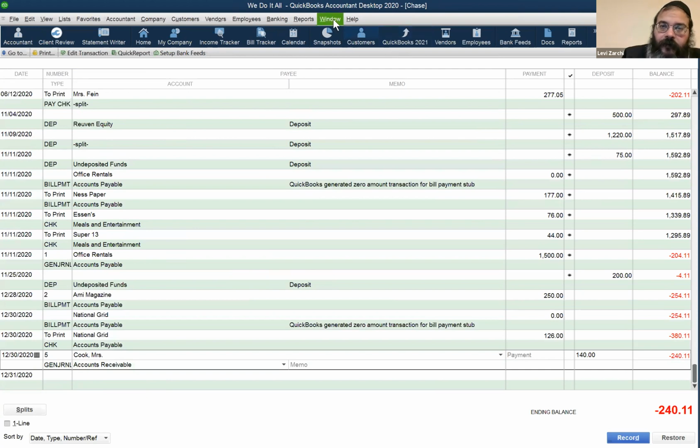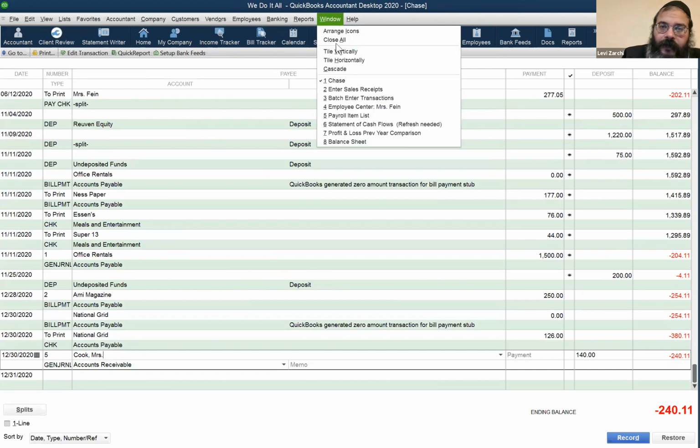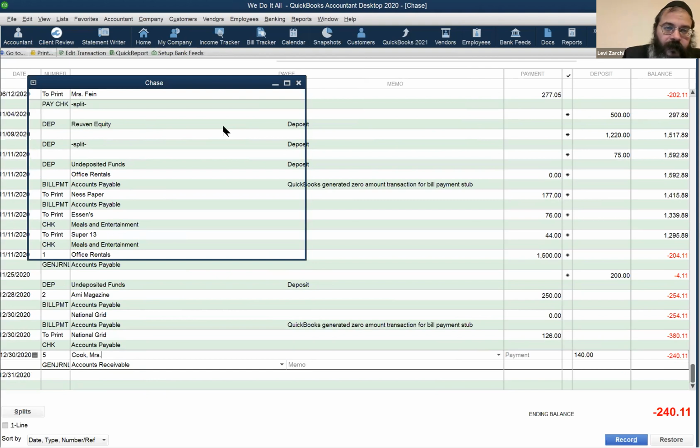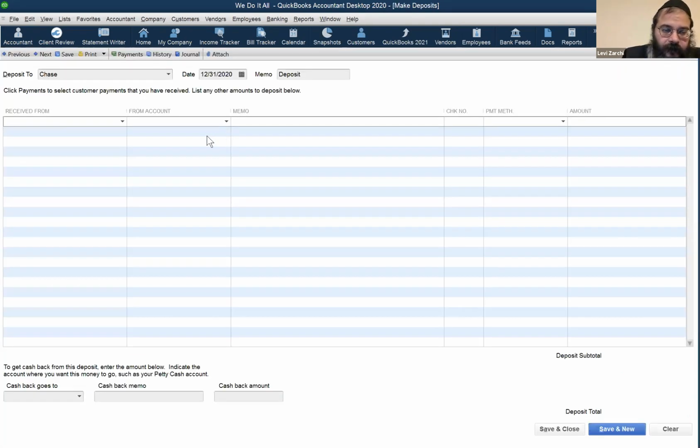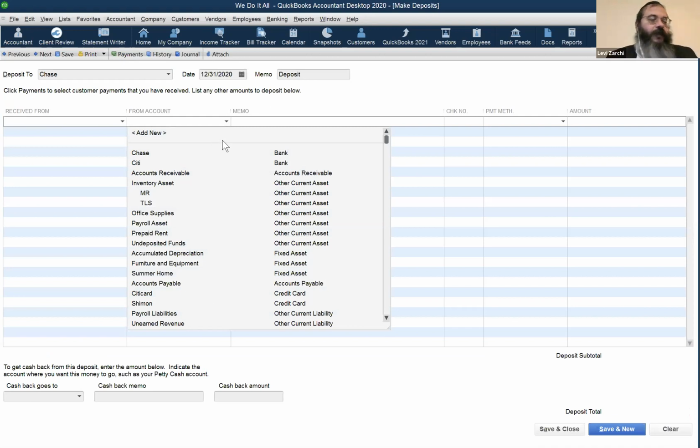But if you go and make the deposits window, then you're going to actually see why you got the money. Is it for accounts receivables or is it a new sale? Again, accounts receivable is not new money, it's just collecting money on the sales made previously.